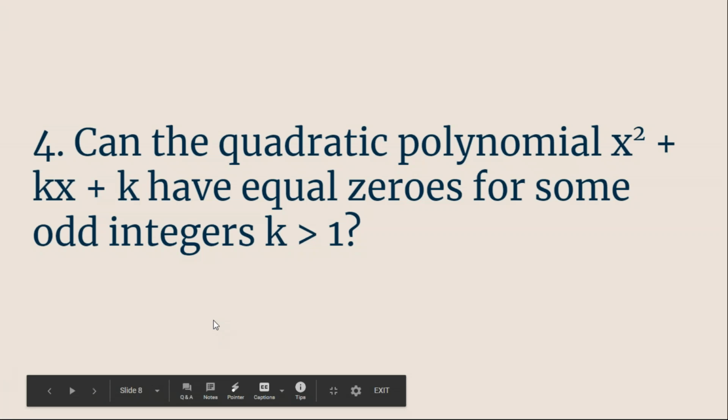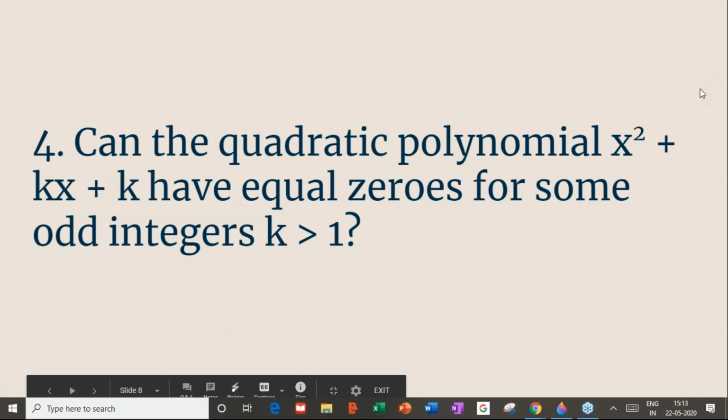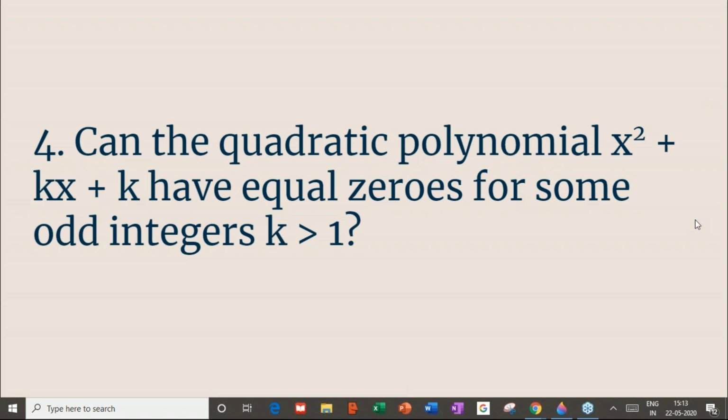Okay. So this question, I saw that some of you had posted this on the group. Can the quadratic polynomial x square plus kx plus k have equal zeros for some odd integers k greater than 1? Right.